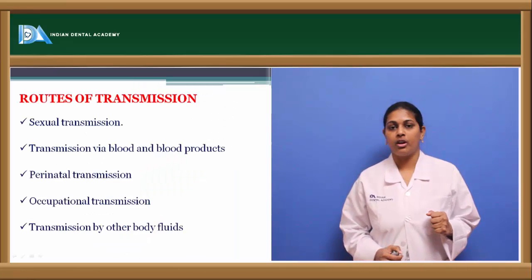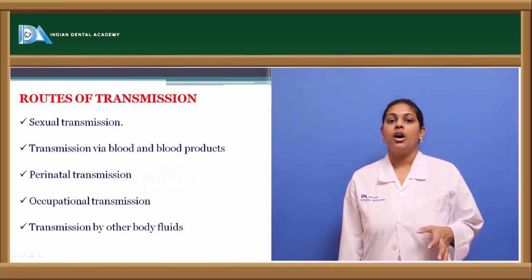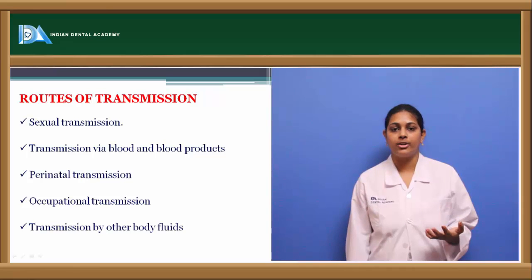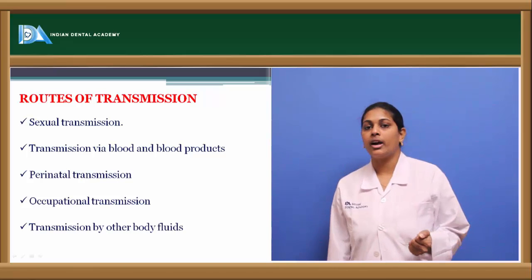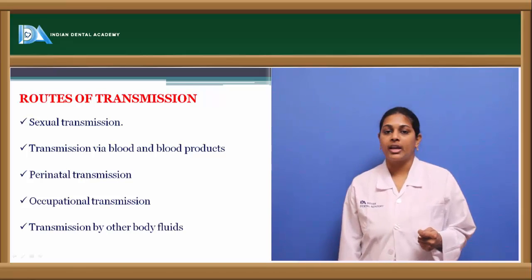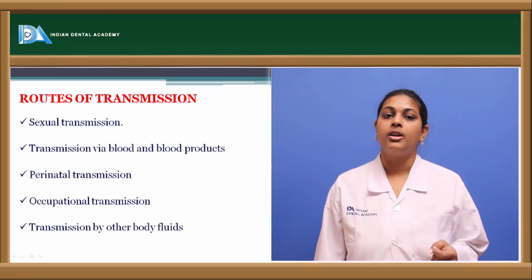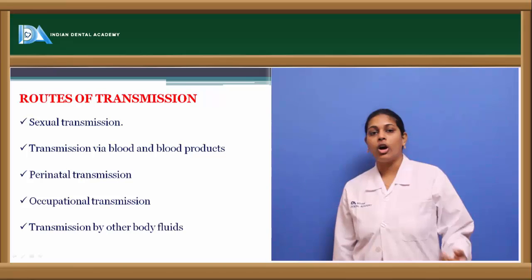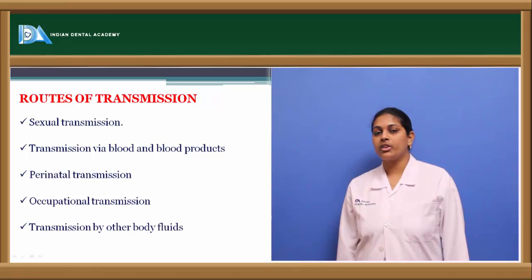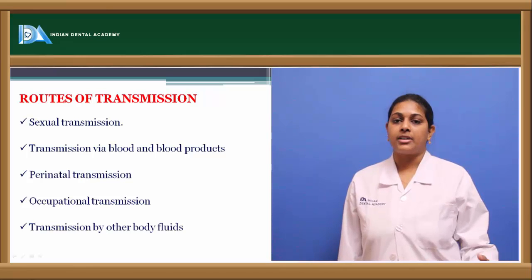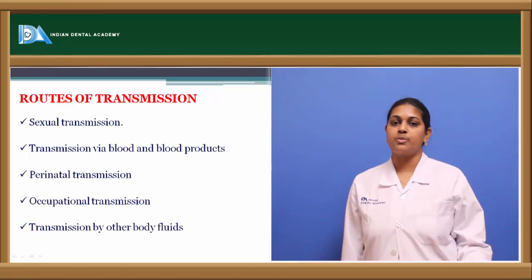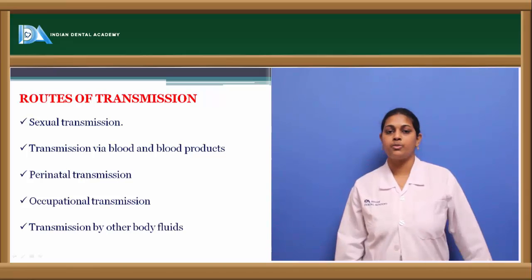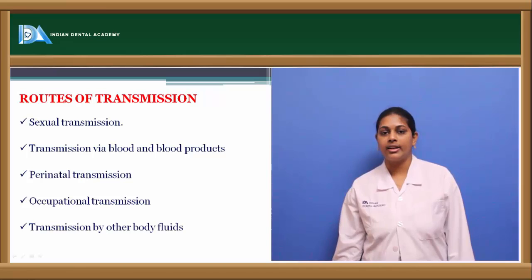Coming to the routes of transmission, the first major route for HIV is sexual transmission. It could be homosexual or heterosexual. The next is via blood and blood products, usually in blood transfusion, or through unfortunate contact with syringes, needles, scalpels or blades of an already infected patient. It could also be perinatal transmission, that is, from the mother during birth, or through transplant exchange of fluids. These are possible routes of acquiring HIV infection.